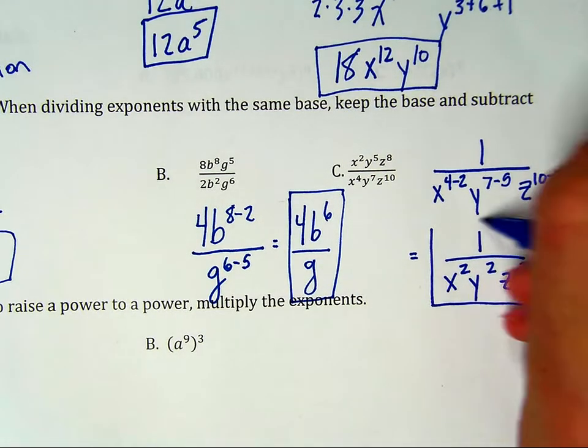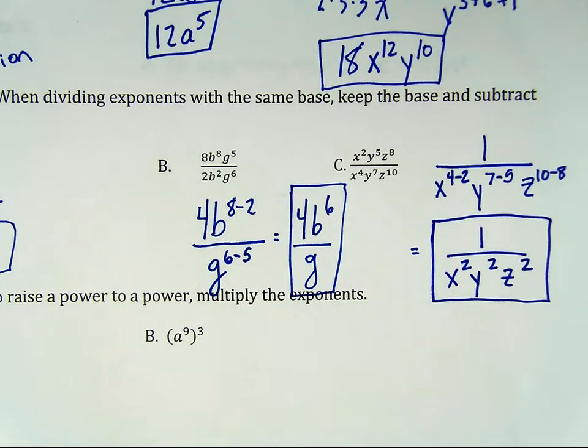Okay, that's the quotient rule. Whenever you are dividing, you subtract, and keep the base wherever the larger one is. If it's in the numerator, keep it in the numerator. If it's in the denominator, keep it in the denominator.